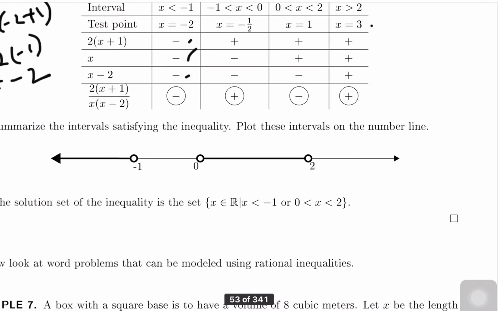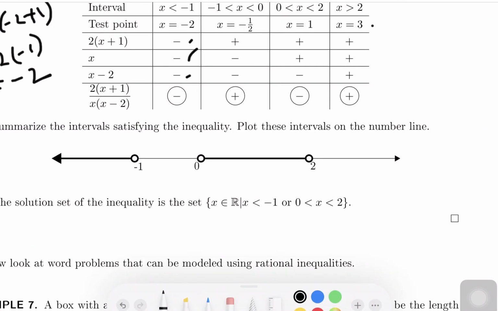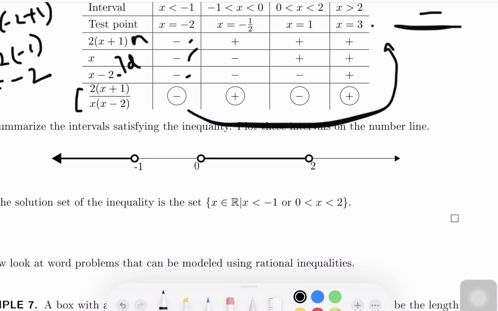Now, for the last part, take note of this equation. You follow the arrangement. So this is the numerator. These two are the denominator. So for this part, negative divided by negative times negative. Negative times negative is positive. So this will become negative over positive. Negative over positive is negative.